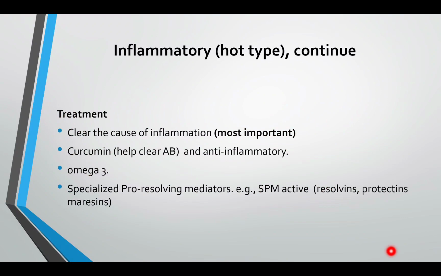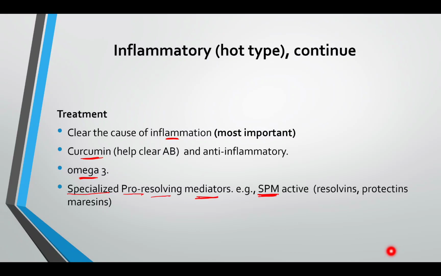Now, the treatment. The most important thing is to clear the infection, to treat the infection. So we need to treat the root canal disease, and we need to treat the periodontitis with regular checkup of our teeth. And we give anti-inflammatory substances like curcumin and omega-3. And there is something called specialized pro-resolving mediators.